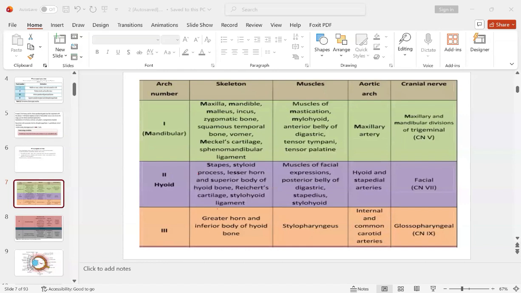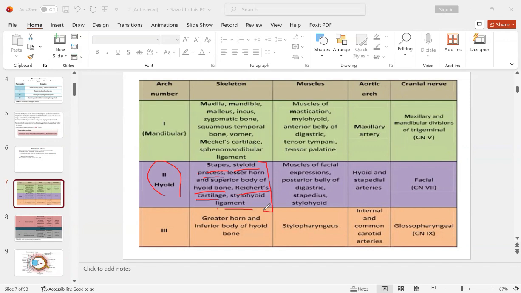So let's now move to the second pharyngeal arch, which is also known as the hyoid arch. The skeletal derivatives of the hyoid arch include number 1, stapes, number 2, styloid process, number 3, lesser horn and superior body of hyoid bone, number 4, Reichert's cartilage, and number 5, stylohyoid ligament. So these are the skeletal derivatives of the pharyngeal arch 2.